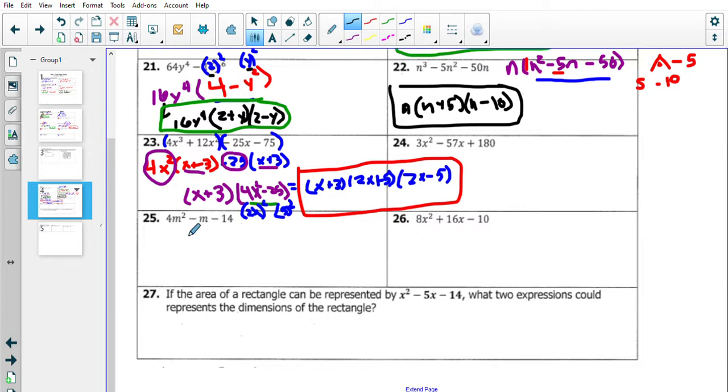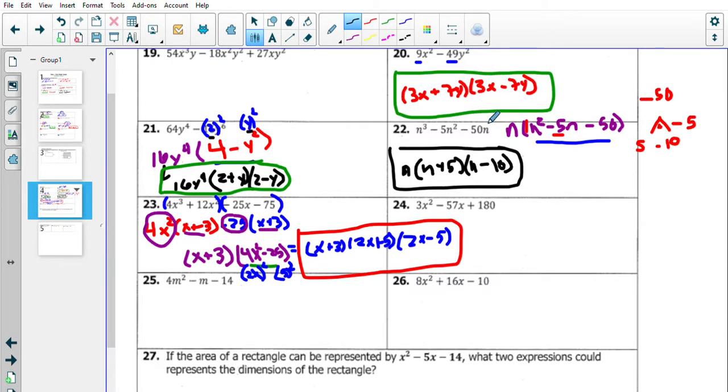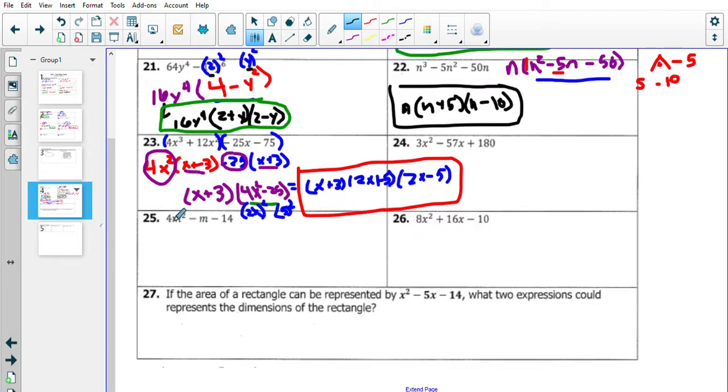Okay, so number 25 here, we have 3 terms. There's no GCF because we have a 1, and our leading coefficient is 4. Because our leading coefficient is 4, and if we look at 22, the leading coefficient was 1, so it was a basic. A leading coefficient of 4 tells me it's a slip and slide, so I have to do this multiplication first. So I have to multiply the 4 to the 14. That gives me an m squared minus 1m, and then 4 times 14 gives us 56. So we have minus 56.